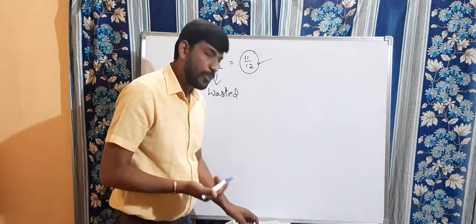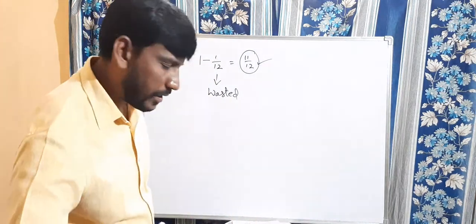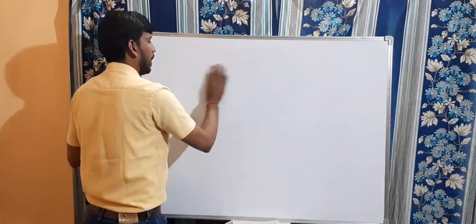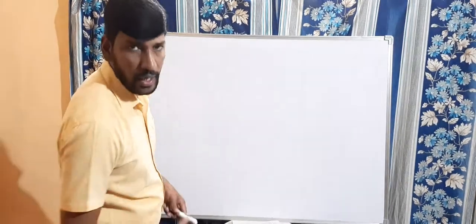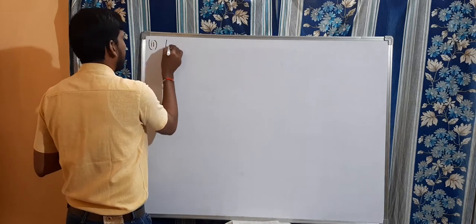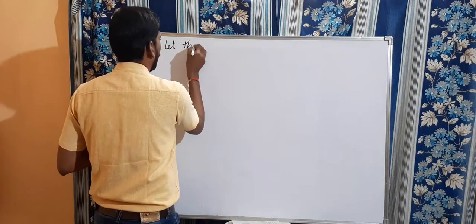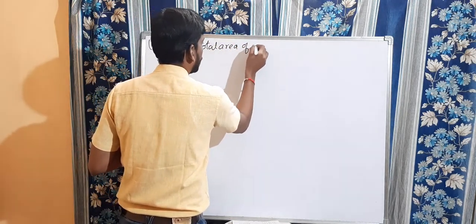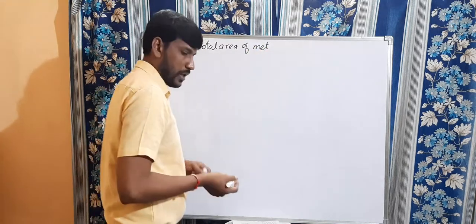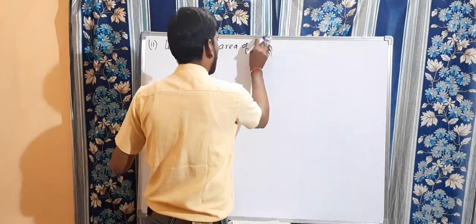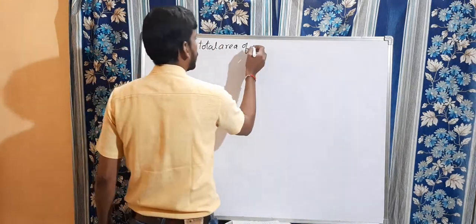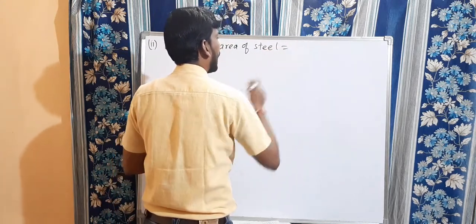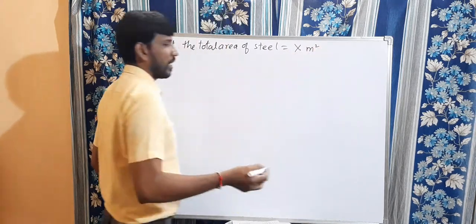Clear? So would you know how much steel is used here? Let us take that x meter square steel is used to make a petrol tank. Now let us discuss, you can understand in a simple way still. Now second part, let the total area of metal sheet or steel be equal to capital X, x meter square. Or you can take any other variable.